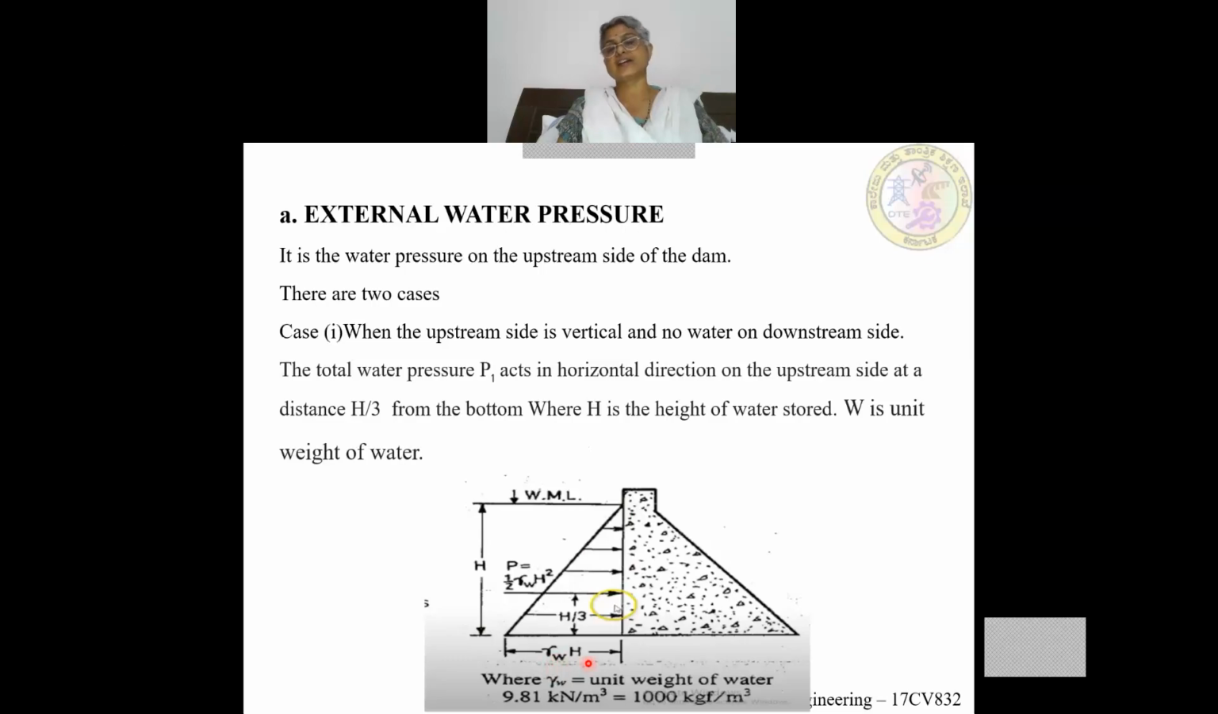This you have studied earlier, where gamma W is the unit weight of water, which is 9.81 kN per meter cube or 1000 kg per meter cube. So this is the pressure intensity at the bottom. The variation is triangular. Therefore, the total force P, it is not the pressure, the total force, is due to the area of this triangle. The unit width of the dam is taken.